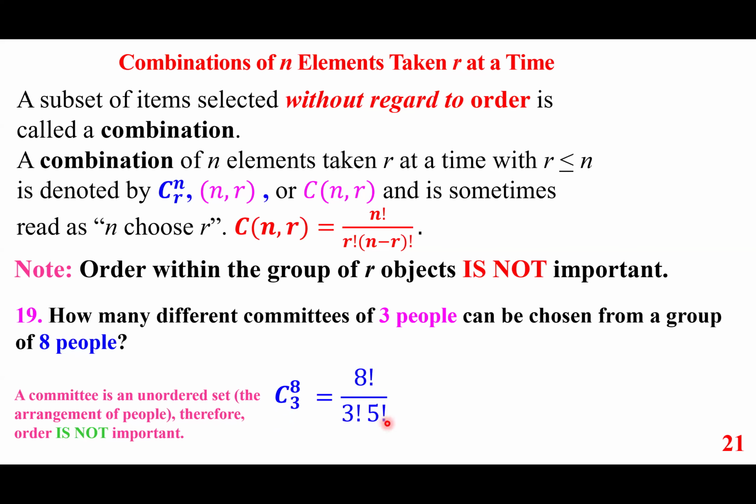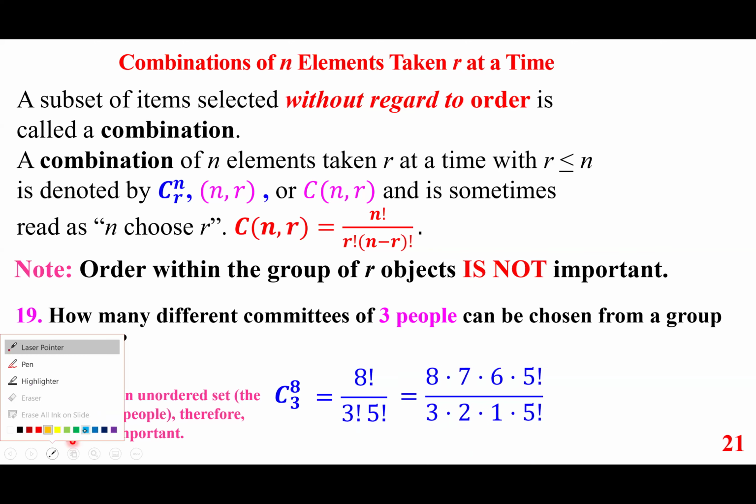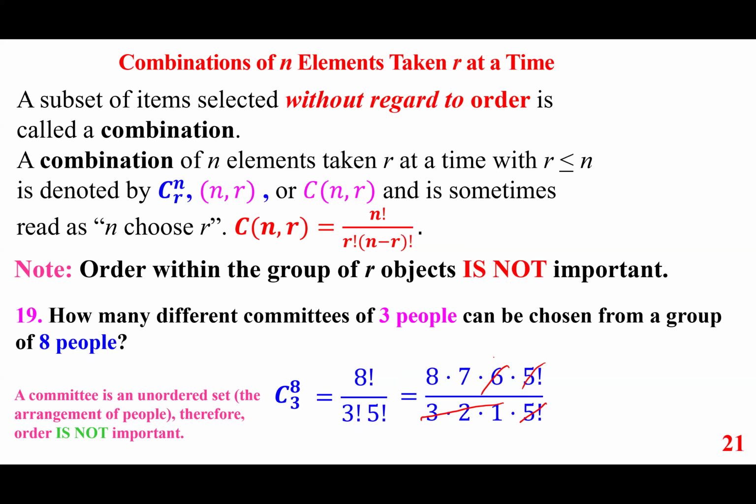So because 5 is larger than 3, and 8 is the largest one, you're going to write the top as 8, 7, 6, and you stop at 5 factorial. This one, you don't touch it. This one, you write it out. This way, again, if you want to simplify it fairly fast, these two obviously cancel each other. 3 times 2 times 1 is 6. So 8 times 7 is the answer.